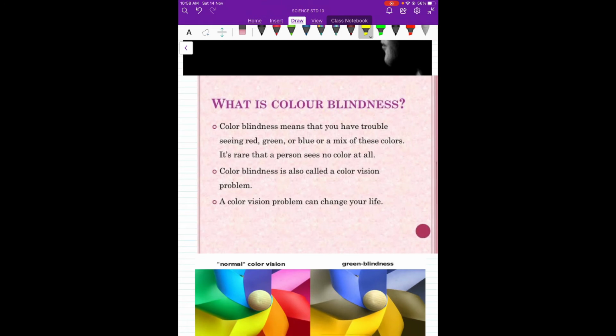So, color blindness means you have trouble seeing green, red or blue color or a mix of these colors. Now, it is rare that a person sees no color at all, but humans always see colors, but they may be different. So, color blindness is also called color vision blindness. It can change your life.